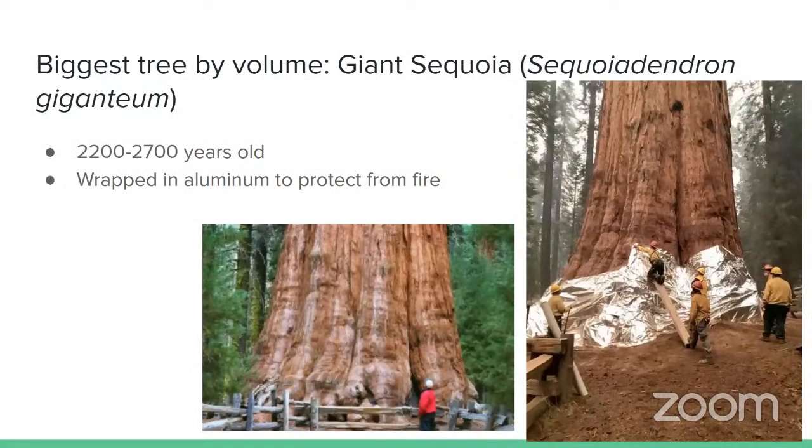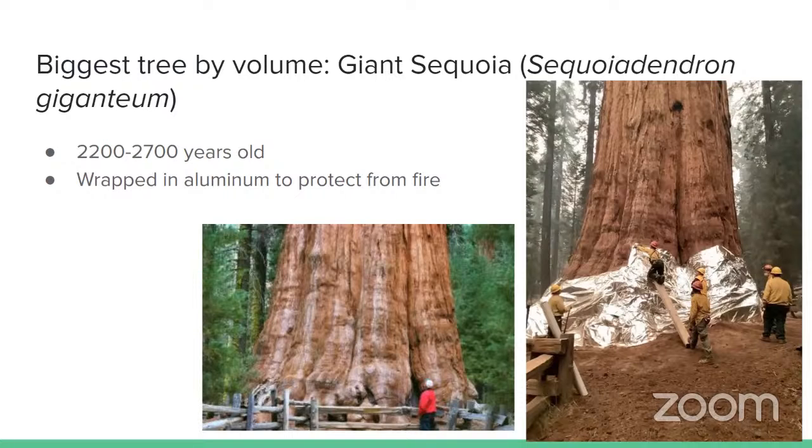We could measure a tree by volume. So when we think about big trees, we often think about the giant sequoias, because they have giant in their name, right? So here we have General Sherman, our biggest tree by volume, somewhere in the 2,000 to 3,000 year old range. Super, super old.